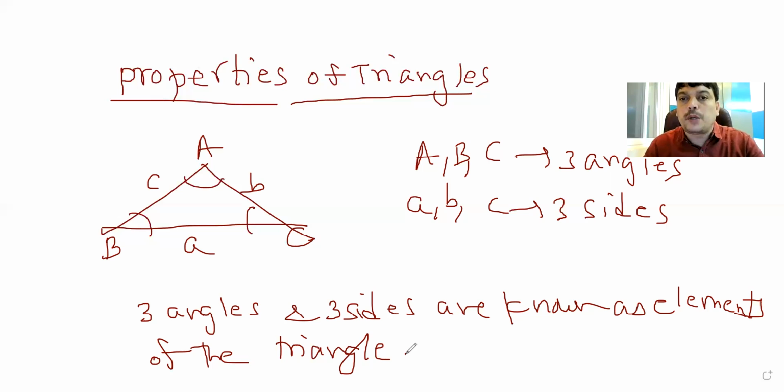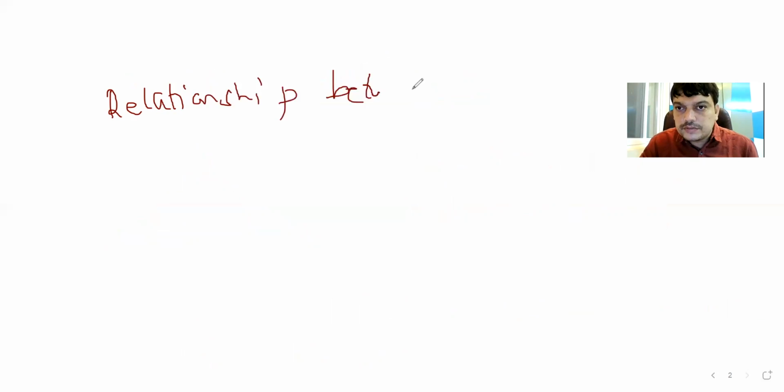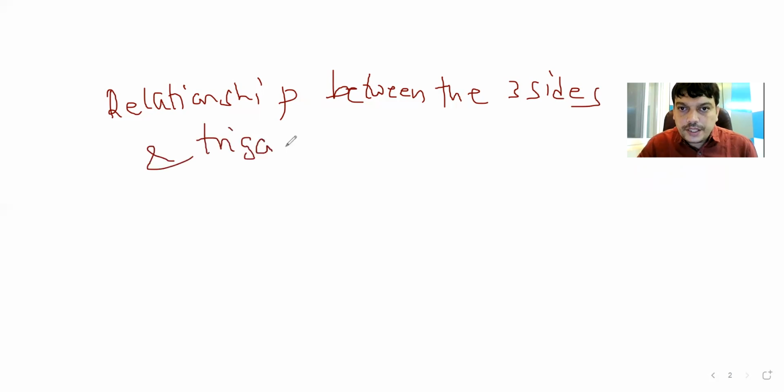So what do we study in properties of triangles now? In properties of triangles, we study the relation between the sides and trigonometric ratios of the three angles. So we study here the relationship between the three sides and trigonometric ratios of the three angles.